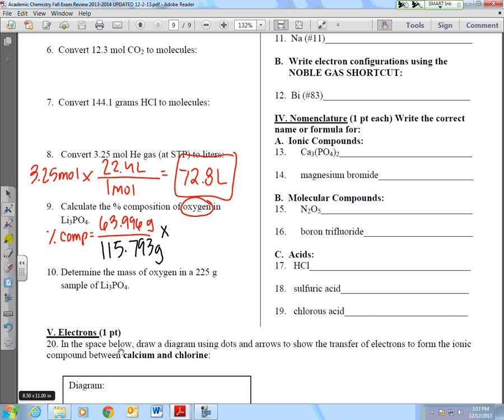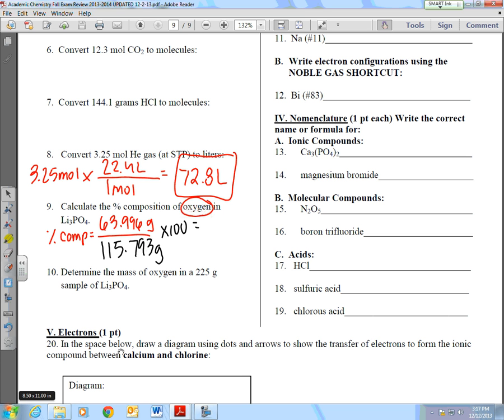Okay, times 100. So it's just a typical percentage. It's not really anything special to figure this out. It's the part, meaning the oxygen, divided by the whole amount, the whole lithium phosphate, times 100. Okay, and so when I put this in my calculator, 63.996 divided by the molar mass, times 100, I get 55.267589 blah, blah, blah percent.